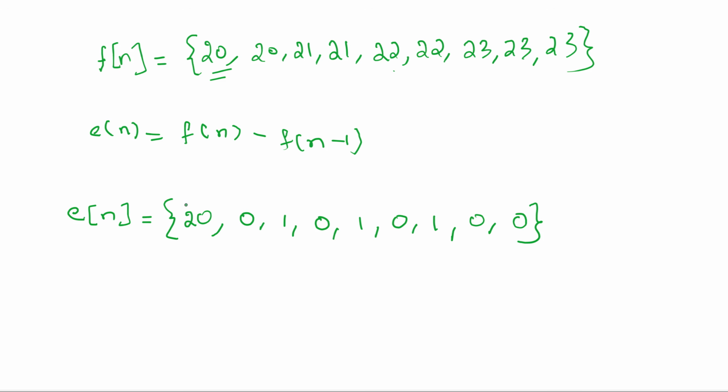So we will have the value 20, then we will have a value again 20, so we take 20 minus 20, which is 0, then 21 minus 20, which is 1, 21 minus 21, which is 0, 22 minus 21 is 1, 22 minus 22 is 0, then 23 minus 22 is 1, then 23 minus 23 is 0, then 23 minus 23 is 0. So these are the prediction error values.